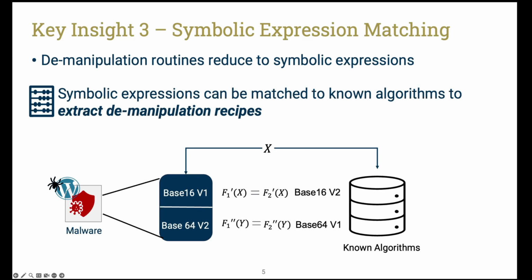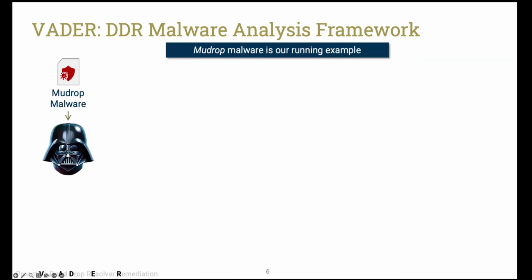Now, armed with our key insights, we can move to proactively discover previously unknown dead drops or turn the visibility back on. So how do we leverage those insights in VADER? Well, let's look at our framework at a macro level to understand its components and results. So firstly, VADER takes malware as input. In this case, we use the muddrop malware as a running example.